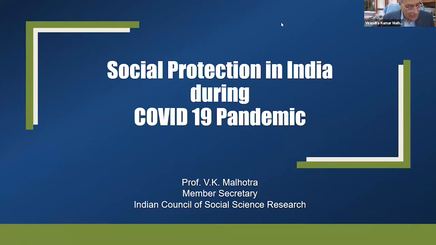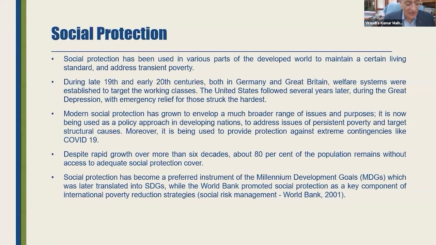right. So social protection, slide number 2, has been used in various parts of the developed world to maintain a certain living standard and address transient poverty. During the late 19th and early 20th century, both in Germany and Great Britain, welfare systems were established to target the working classes. The United States followed several years later during the Great Depression with emergency relief for those struck the hardest. Since there are a number of slides, I'll be concentrating on the more relevant part of it, which would convey a message for the remaining part as well.